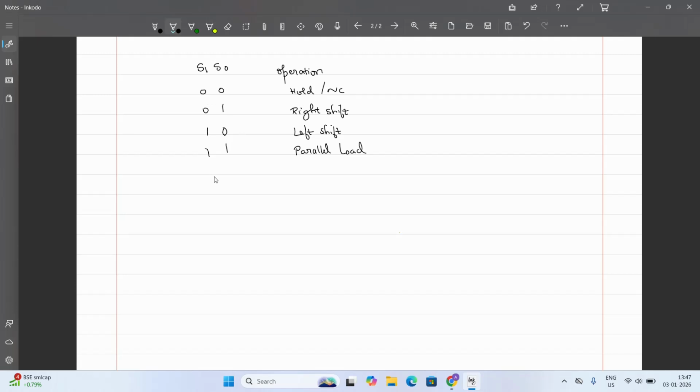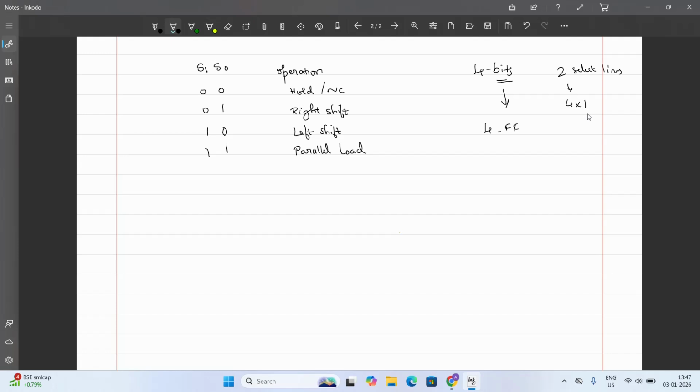In case they have not mentioned how many bits the shift register should have, by default you can take the number of bits as 4. If you have 4 bits, you need 4 flip-flops. And since you have 2 select lines, you're supposed to use a 4:1 mux. So you need four 4:1 muxes.